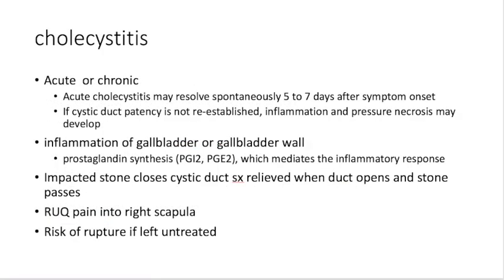All right, we do have acute versus chronic. Acute cholecystitis may resolve after symptom onset. If cystic duct patency is not reestablished, then we could potentially have necrosis. Inflammation of the gallbladder wall helps mediate an inflammatory response with PGI2 and PGE2. Those impacted stones will close the cystic duct. Symptoms are relieved when the duct opens and the stone passes.